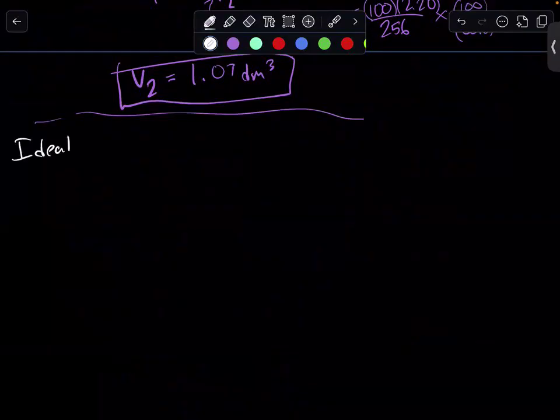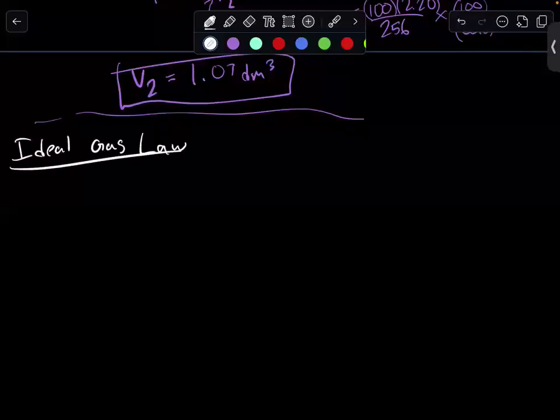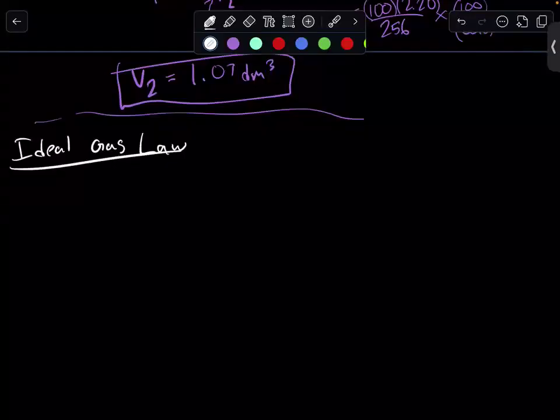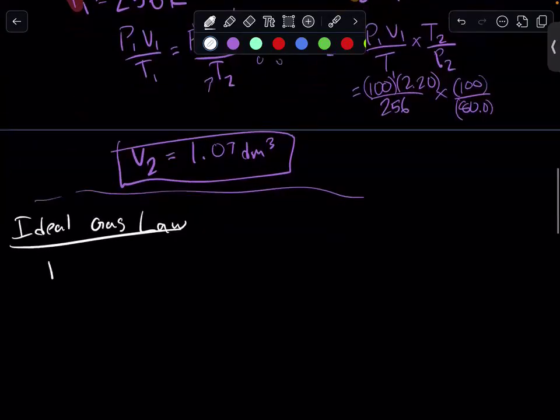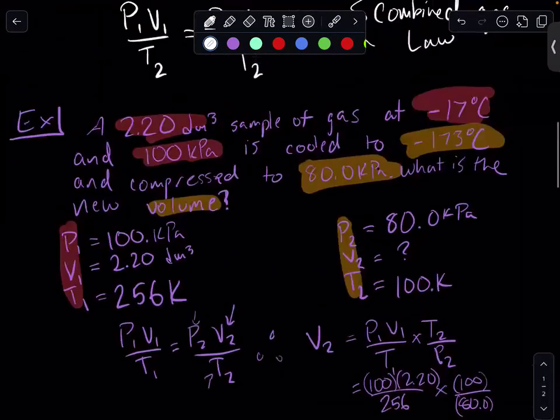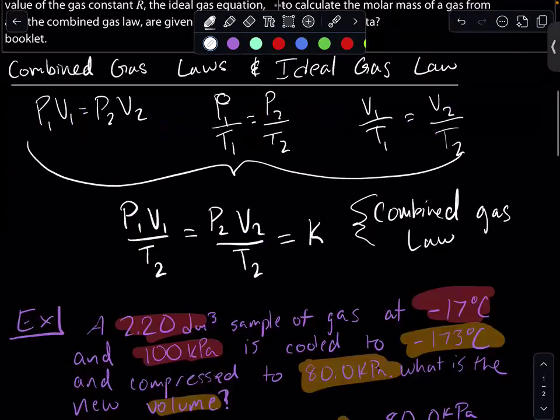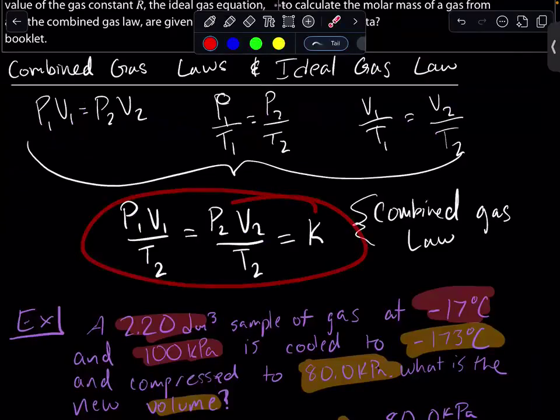Ideal gas law. So we're going to build this law from the laws that we've used before. So we're going to start off with our combined gas law. PV over T is always equal to a constant. So that's what we kind of wrote over here. PV over T is equal to a constant.